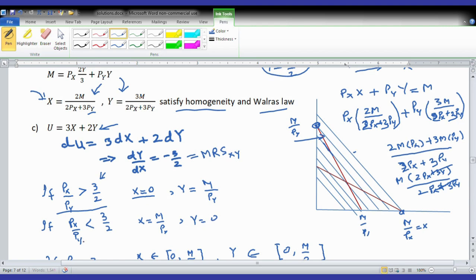What if px over py is equal to 3 over 2? Then in that case, the budget constraint will be completely coinciding with the indifference curve, and so you can have any solution for y as well as for x between 0 and m over py and 0 and m over px. So see that this is what I have written here along this point.